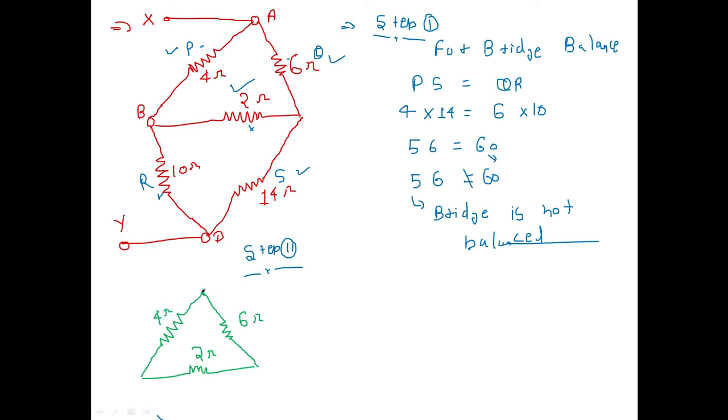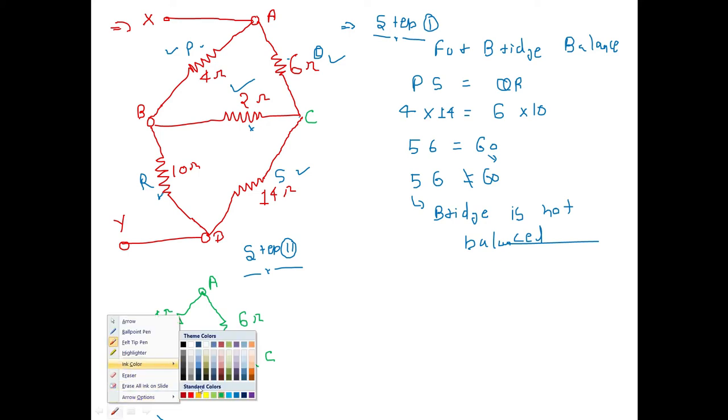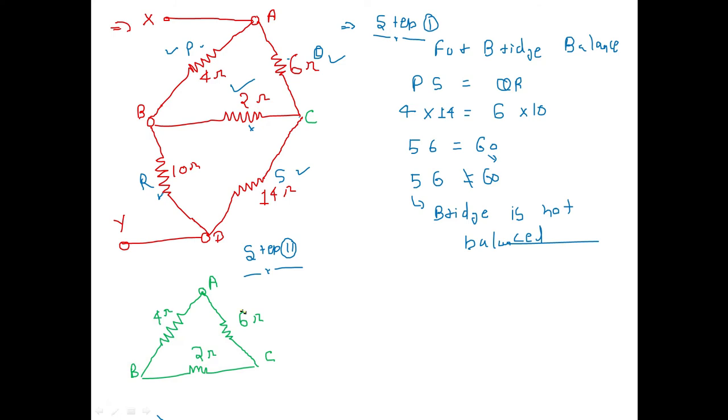We'll mark the points first: A point, this is our C point over here, and this is our B point. So we have marked A point, B point and C point. Now it is in the form of delta, and we have to change it into the form of star. So we'll draw a star circuit over here so that you can easily understand.